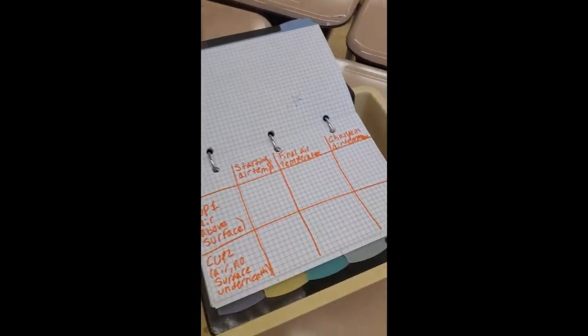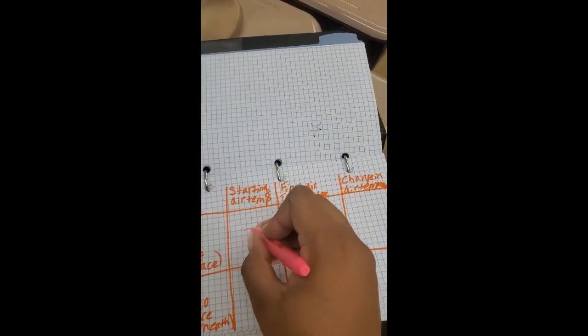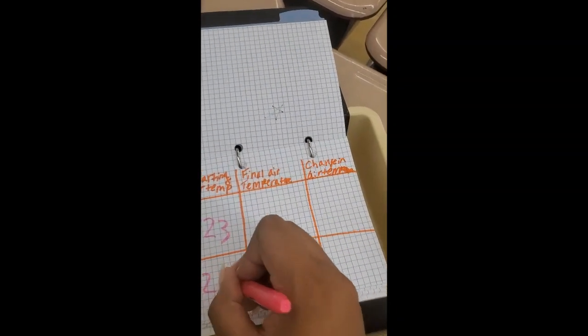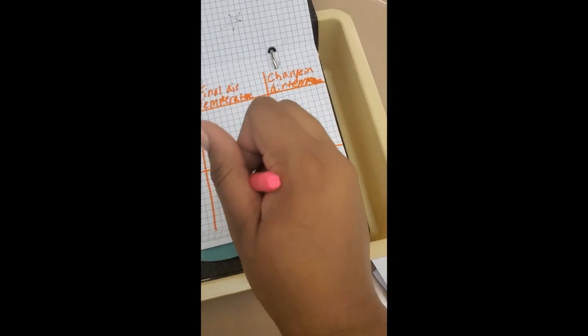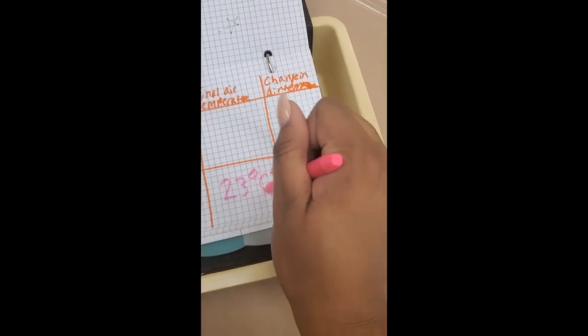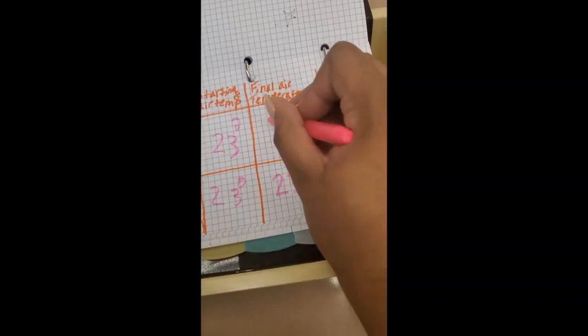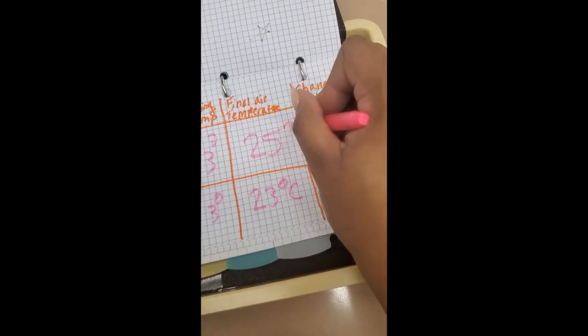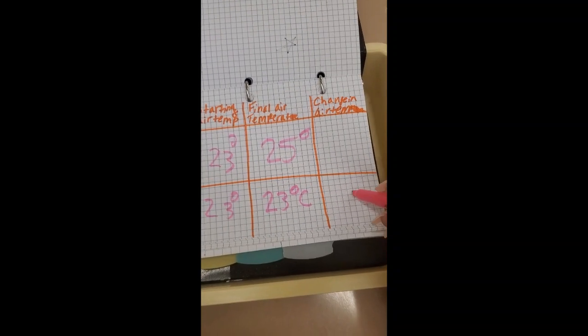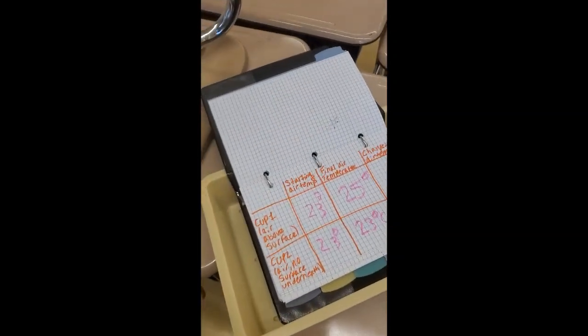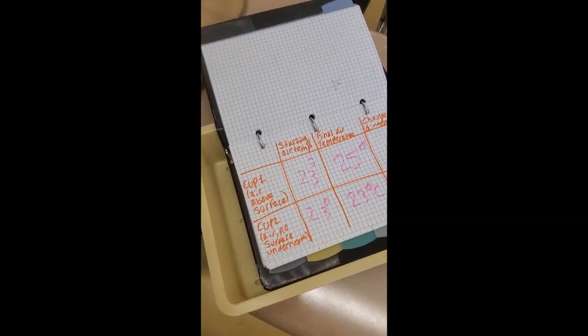So remember, the original temperatures were 23 degrees Celsius. Our air with no surface underneath is still that same 23 degrees Celsius. However, our final air temperature over here is 25 degrees Celsius. So you're going to do your changes in air temperature. Here's a little hint. This one's 0. All right. Have a good rest of the lesson.